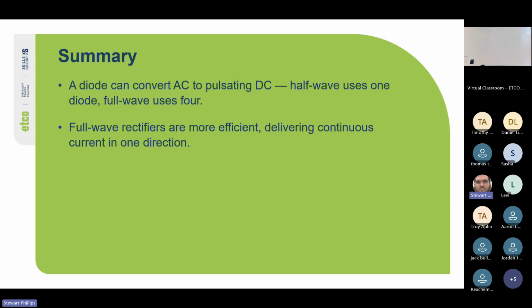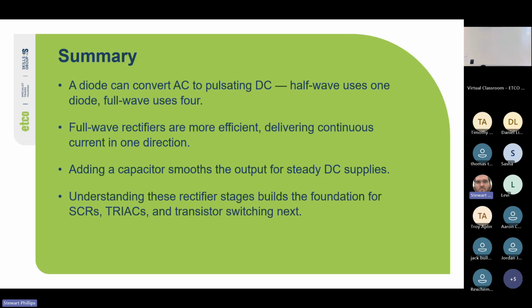So full wave rectifiers are more efficient, delivering continuous current in one direction. If we add a capacitor, it smooths the output for steady supplies. Understanding these rectifier stages builds the foundation for SCRs, triacs, and transistor switching, which is what we're going to look at next.